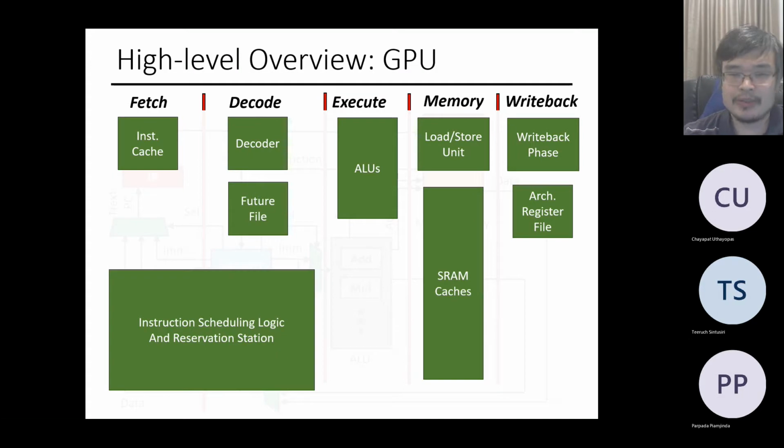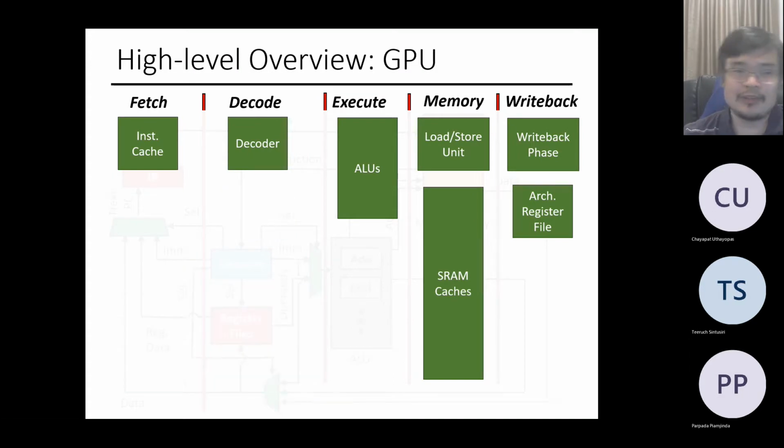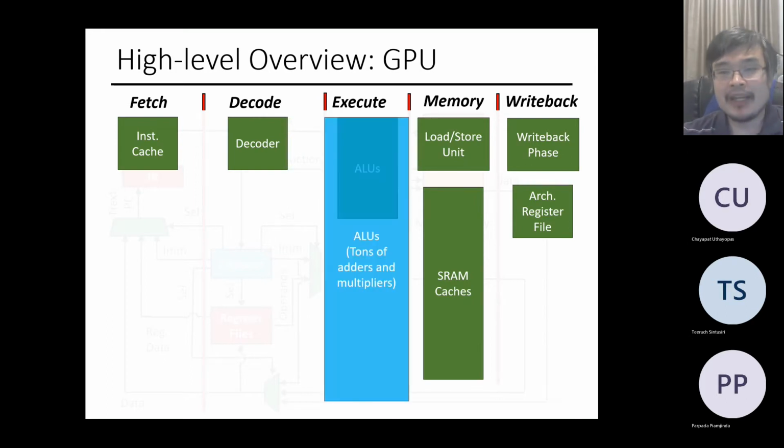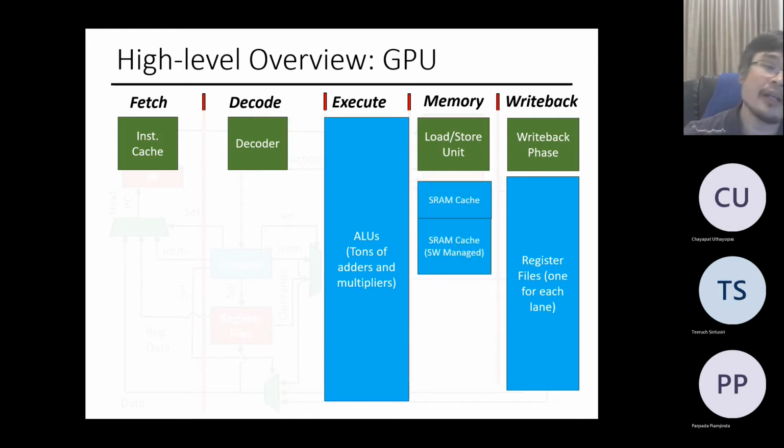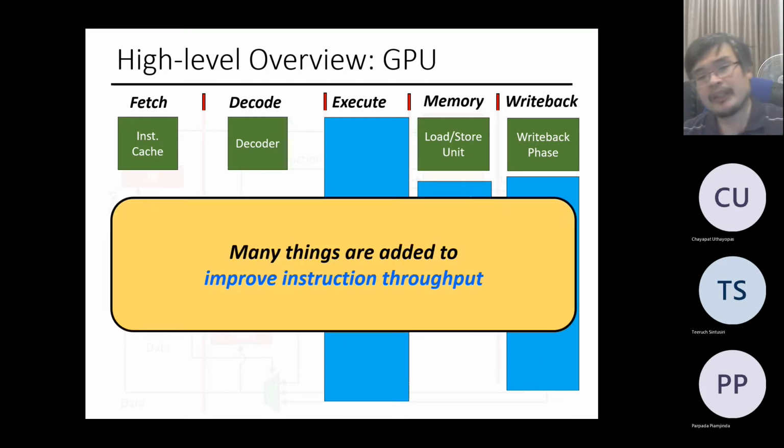If you design a GPU, basically, you don't need a branch predictor. That's predicated execution. You don't need a future file. You don't need out of order. There's no out of order in a GPU. Everything is an in-order pipeline. In an in-order pipeline, it doesn't even have data forwarding in some cases, right? Then because you need to support SIMD, you have tons and tons of adders and multipliers. So the execute unit is much bigger. You also need to support a lot of contexts. So the register file will be a lot bigger. Then you have a small SRAM cache to make sure it fits within the chip, right? So many of the things that are added here for the GPU side are there to improve instruction throughput.